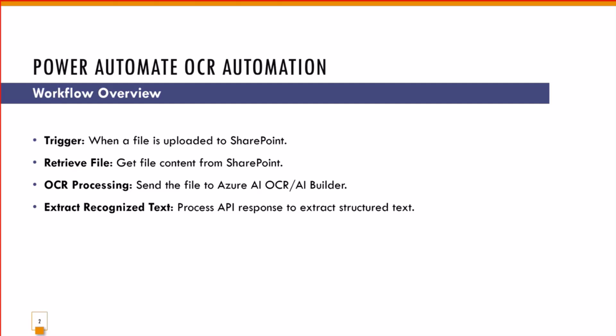My workflow is the following. Number one, we have a trigger. And this trigger happens when a new file is uploaded into SharePoint. So it will make the flow run whenever a new file has been uploaded in a document library which I've created in SharePoint. Then the second step will retrieve the file which has been uploaded in that specific document library, and will pass this file through OCR processing.